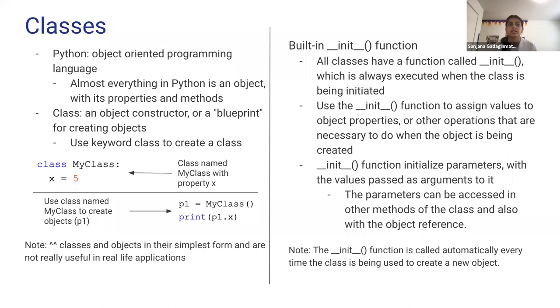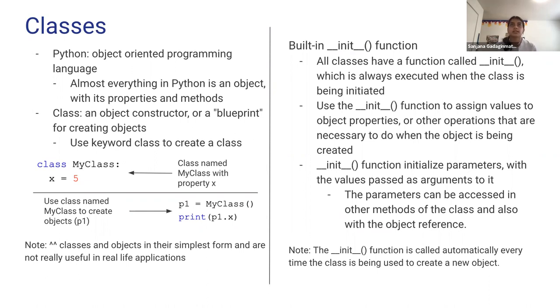And if you want to create a class, you use the keyword class. And this is an example. So we have a class named MyClass with a property of x. And you can use that class to create an object p1. So right now, our object is p1, and we use the class MyClass. There's also a note, classes and objects in their simplest form are not really useful in real life applications, like class MyClass, x is equal to 5. That's not necessarily useful. You usually have functions inside of a class and different properties.